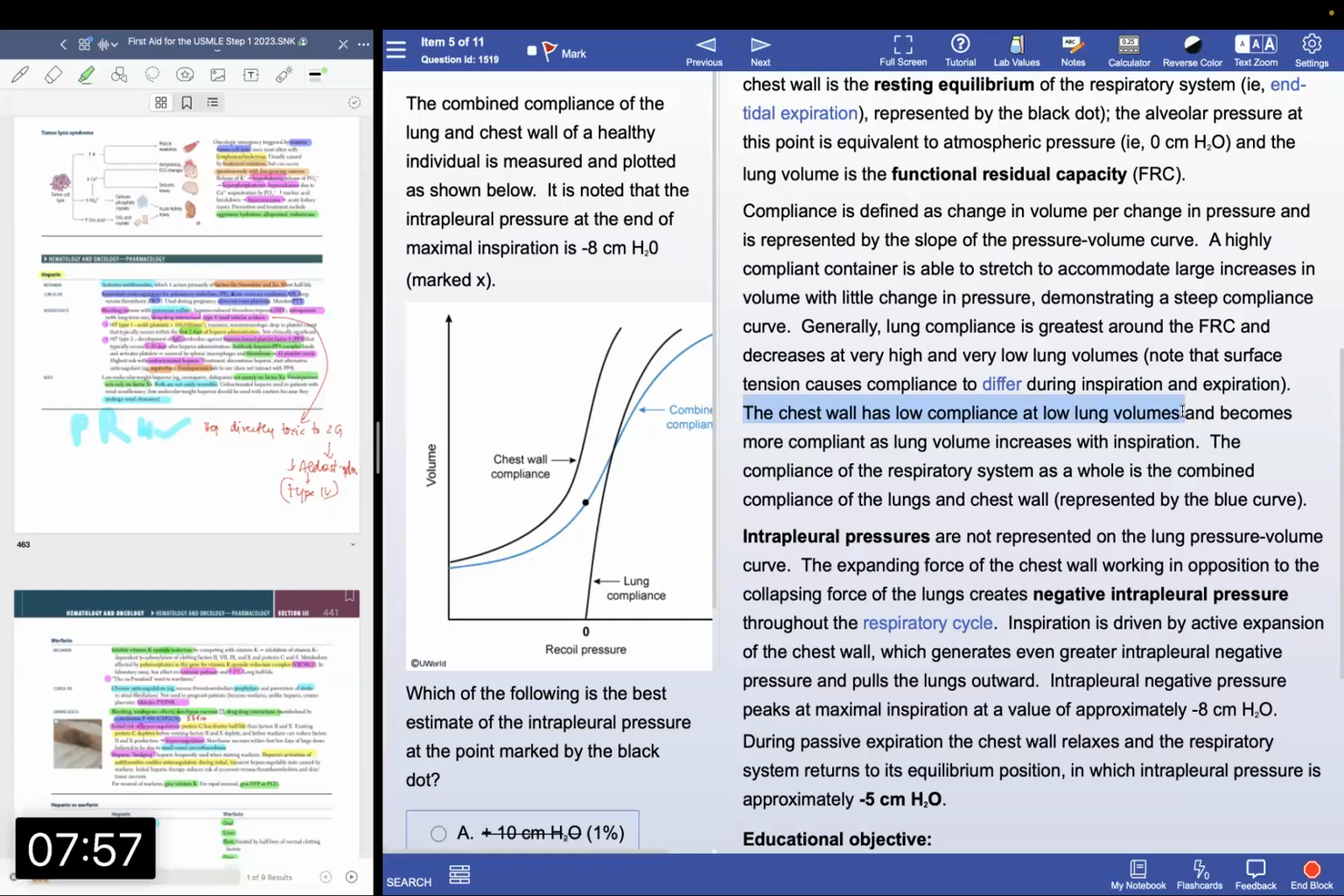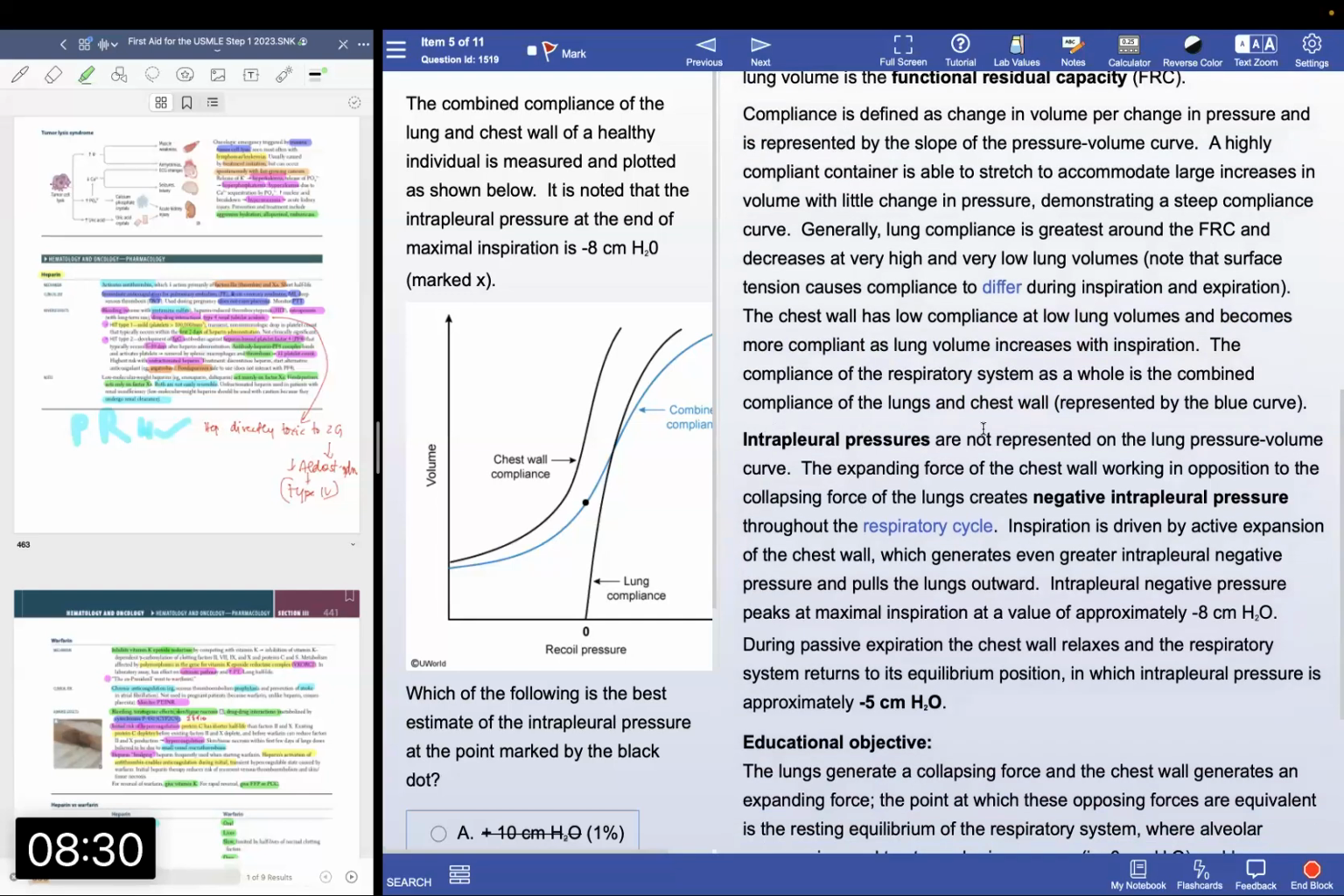So compliance is like a grocery plastic bag, right? The chest wall has low compliance when the volume is less. It won't open up as much if there's low lung volumes. And it becomes more compliant as the lung volume increases with inspiration. So the more air you fill in the plastic bag, the more compliant it becomes, which makes sense. The compliance of the respiratory system as a whole is the combined compliance of the lung and the chest wall put together, which is represented by the blue curve. Intrapleural pressures are not represented on the lung pressure volume.